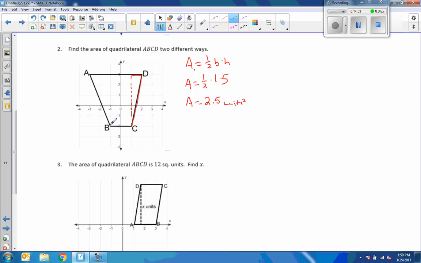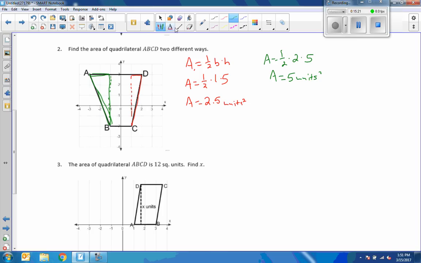And then I can make a triangle here. See that triangle there? Right here. So area equals 1/2. The base is 2. The height is, again, 5. Half of 2 is 1, so the area is 1 times 5, or simply 5 units squared.